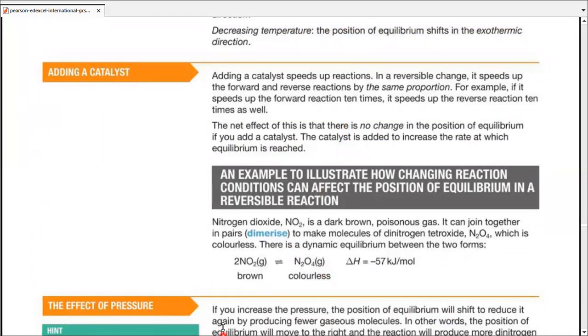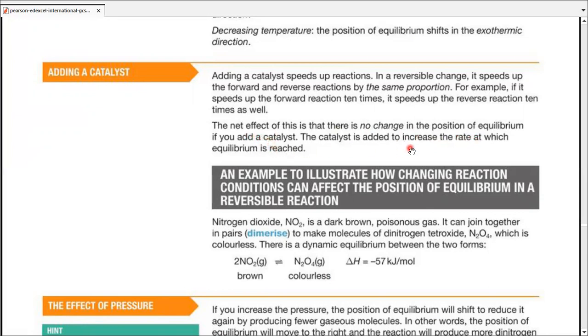Good. And the third fact, we previously discussed that adding a catalyst does not change the position of equilibrium. So what does it exactly do? Let's define it in just a few lines. Adding a catalyst speeds up reaction. In a reversible change, it speeds up the forward reaction. It speeds up the reverse reaction by the same proportion. So for example, if it speeds up the forward reaction 10 times, it speeds up the reverse reaction 10 times as well. So the net effect is there is no change in position of equilibrium if you add a catalyst.